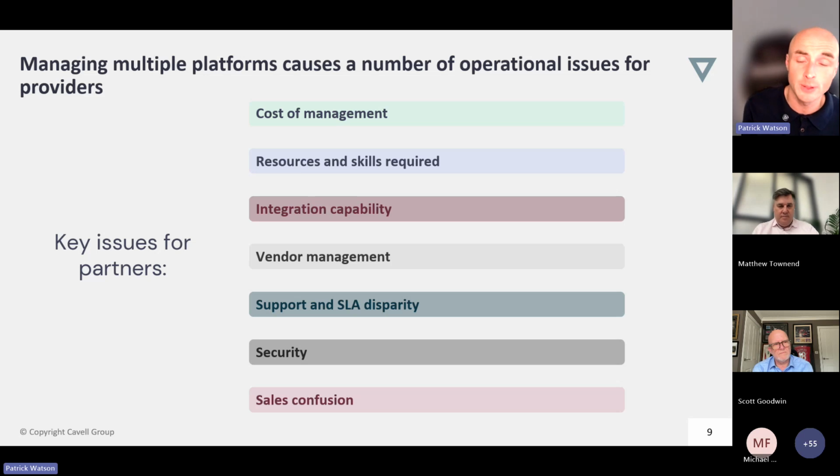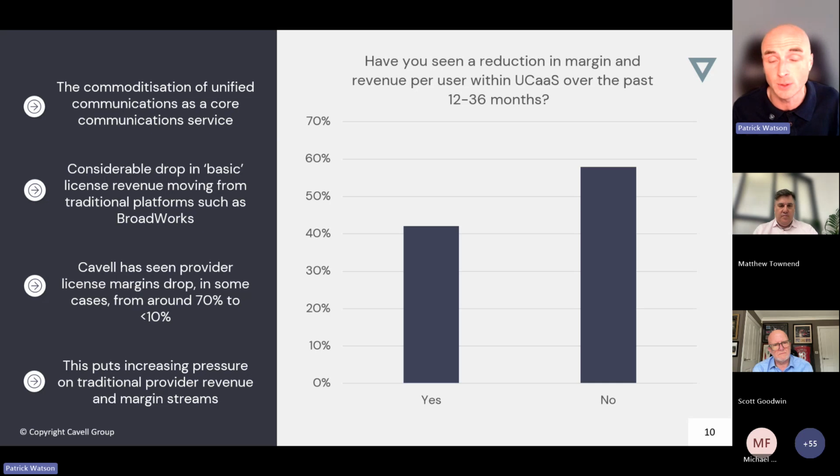Well, you two perfectly segued in by talking about cost, and as you said, the hidden costs of managing a lot of these platforms might not appear on the bottom line or the top line. But we know one of the main problems service providers are facing, and this is the graph on screen, Scott, you mentioned it previously, is the increasing commoditization and competitive nature of the UCaaS markets. This comes from our service provider research from 2024, which saw a significant number of the service providers we spoke to see a reduction in margin and revenue on UCaaS over the past 12 to 36 months.